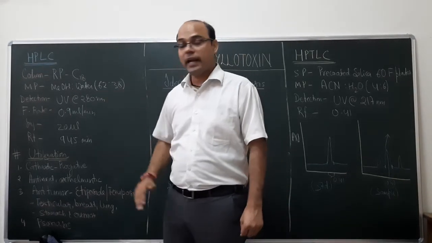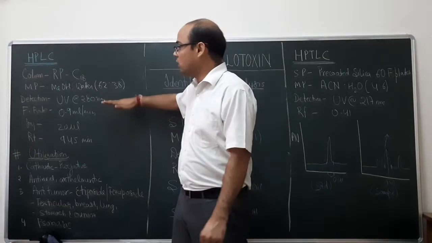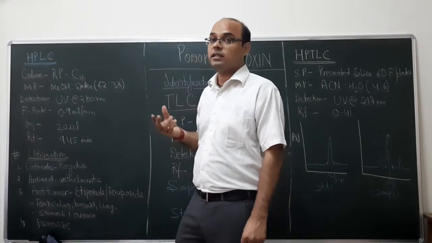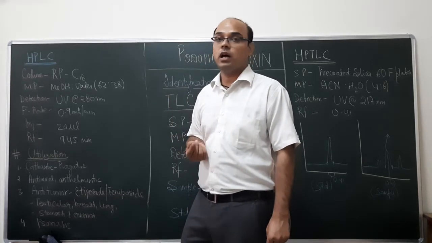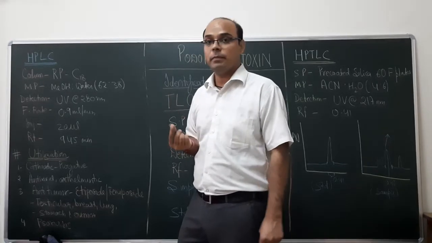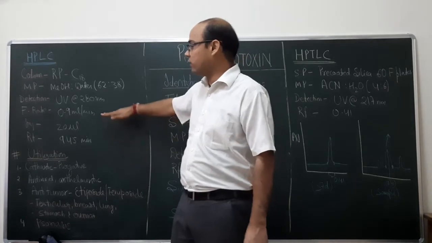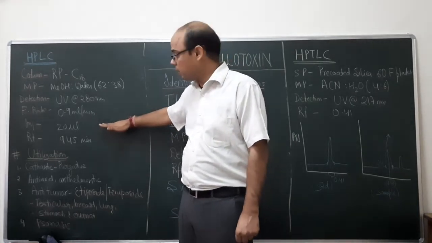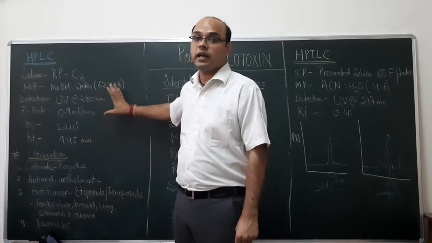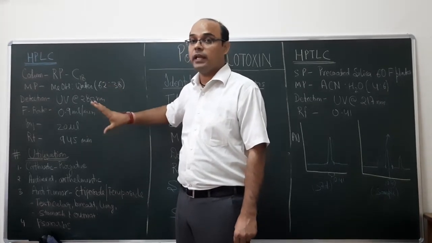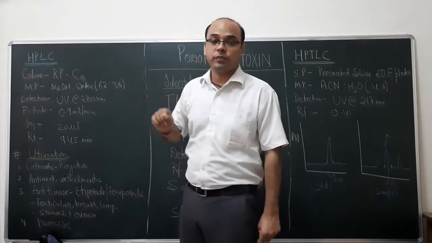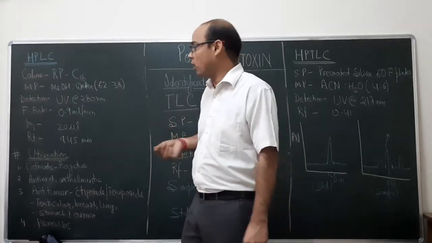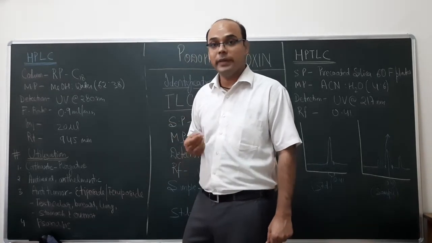We have set the detector of HPLC at a lambda max of 280 nanometer, where it detects the maximum peak of podophyllotoxin in the sample. The flow rate was maintained at 0.9 ml per minute. The injected volume was 20 microliters, and under these conditions we can obtain the peak of podophyllotoxin at a retention time of 9.45 minutes.